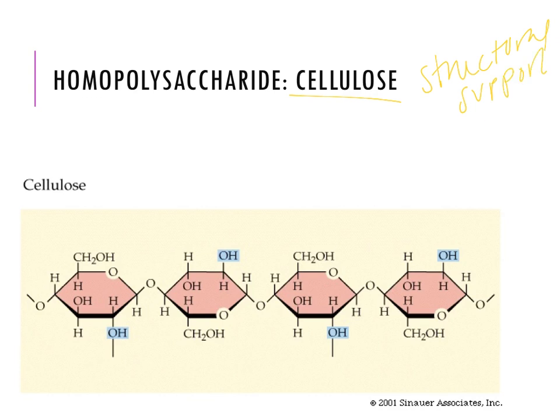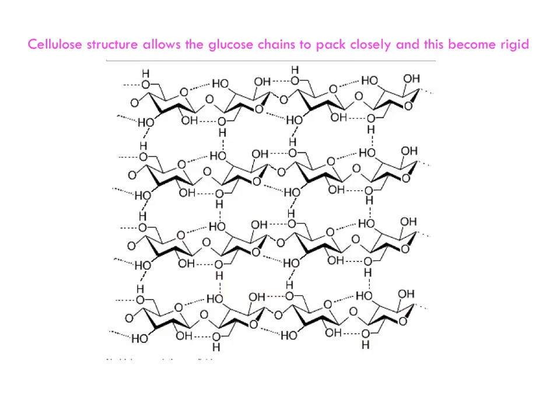And this one is cellulose, and it's in plants. And if you'll notice, again, all of these are the same. That's what makes it homo. It's poly because there's many, and they're all saccharides, so it is a homopolysaccharide. Because of its linear structure, the cellulose chains pack really close.